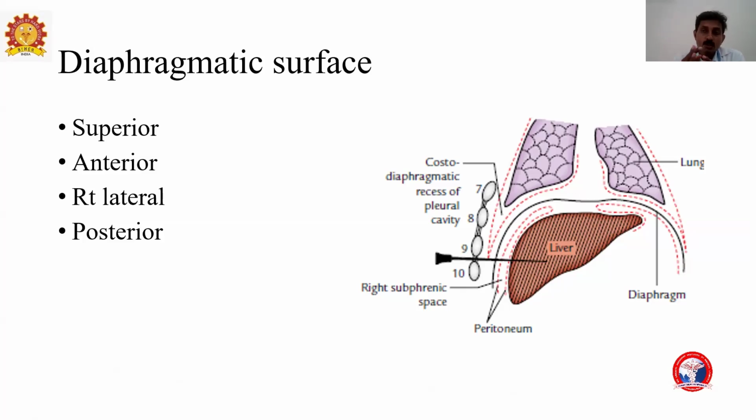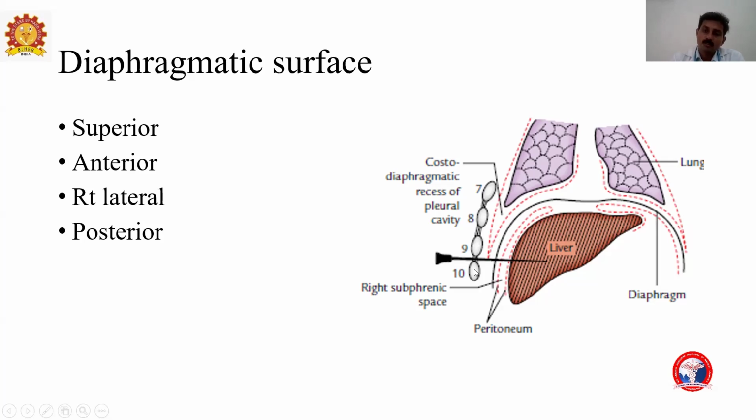Middle 1/3 is related to the costodiaphragmatic recess. Because you must have heard in the surface anatomy, the lower border of the right lung stops at the 8th rib in the mid-axillary line. So up to the 6th and 8th ribs, what will be there? Lung and pleura. Below the 8th rib, what will be there? You can see from 8 to 10, what is this reflection? That is the pleural reflection. This recess is called the costodiaphragmatic recess. That is there on the middle 1/3 of the right lateral surface.